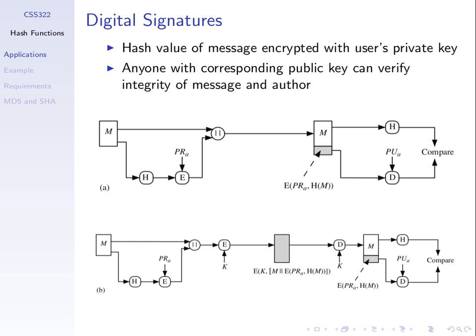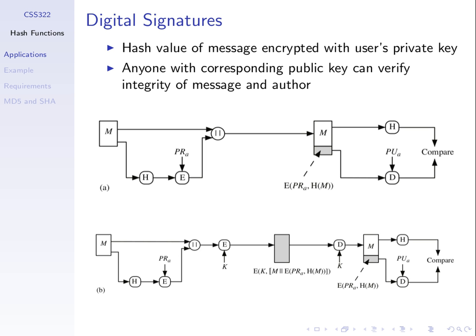User A sent the message concatenated with the encryption, using the private key of A, of the hash of that message. That was our signature. That's this part. Attacker intercepts that. What can the attacker do if they can find some message which produces the same hash value as M?